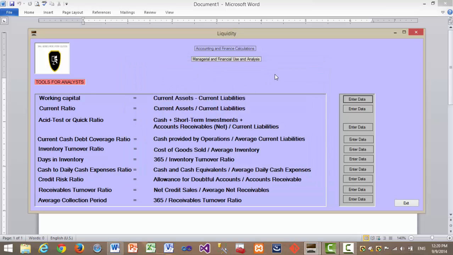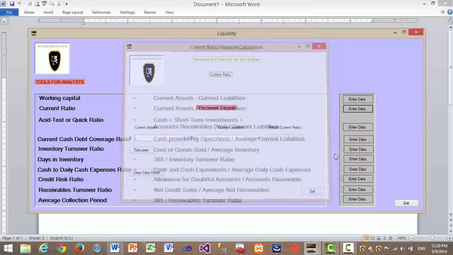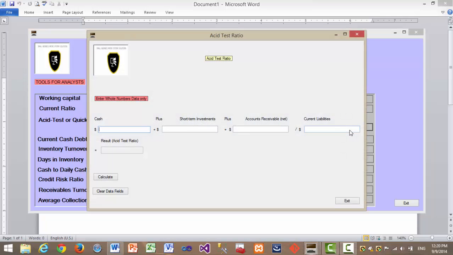I'm not going to go through all of these in liquidity. I just want to give you an example of how the formulas work. I'll just briefly click on the others so you can look at the screens and see what they consist of. Current ratio consists of current assets divided by current liabilities. Acid test or quick ratio is cash plus short-term investments plus accounts receivable, which is a net figure, divided by current liabilities, equaling the acid test ratio.